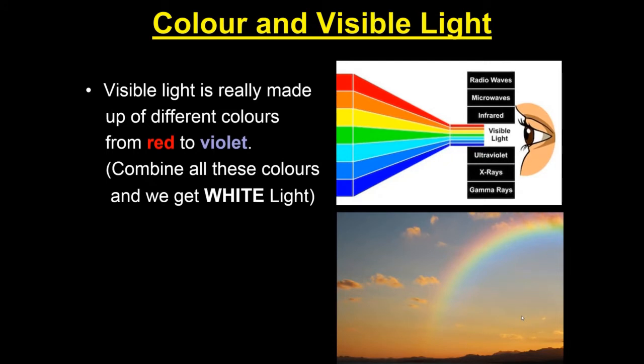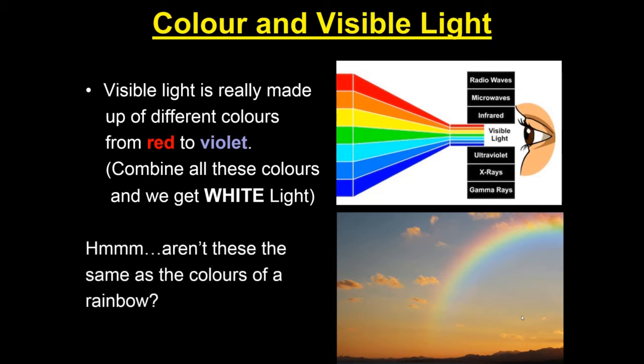Roy G. Biv might be familiar to you, right? Red, orange, yellow, green, blue, indigo, violet. But then we go to UV, ultraviolet. And with infrared and UV, they're not that different from visible light at all. The only difference is our eye can't pick them up, right? And of course, these are the same as the colors of a rainbow. That is what we're seeing.